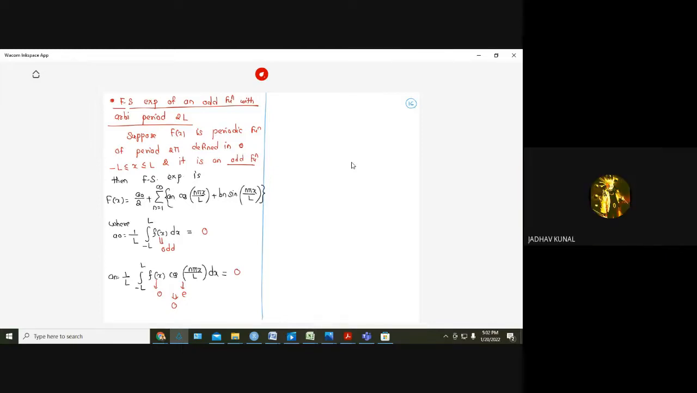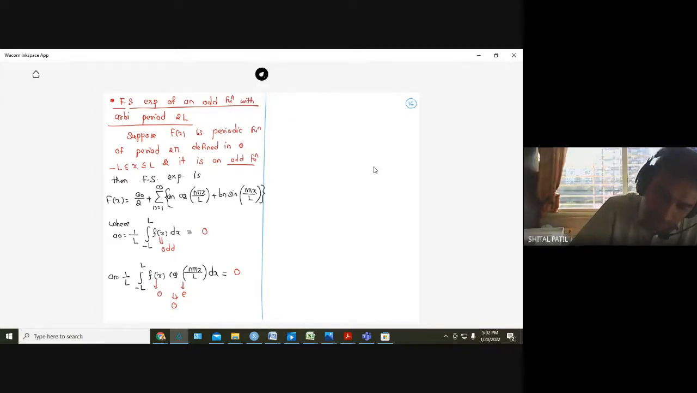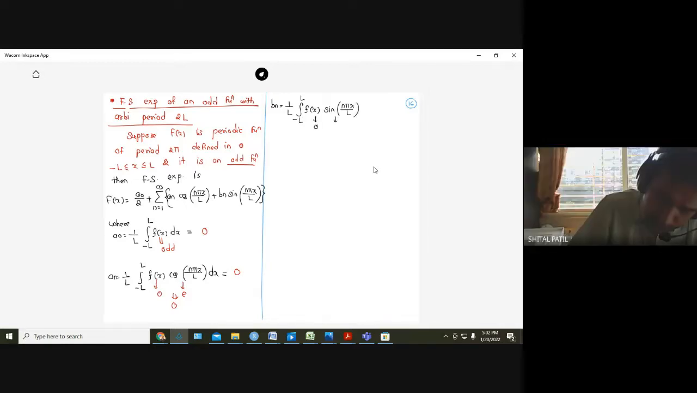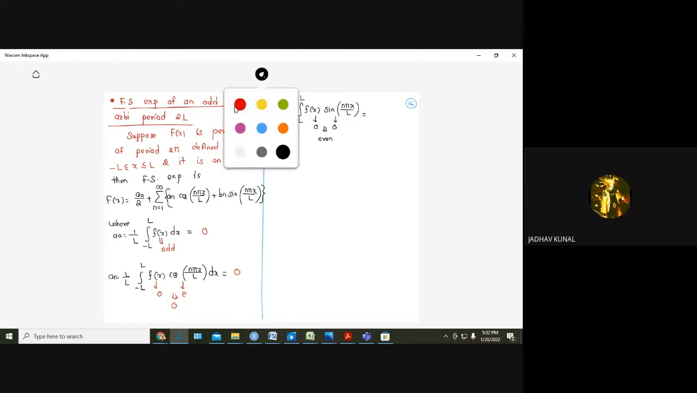So getting an odd function is very helpful, at least in the exam, since we don't have to find a naught and an. Okay, let's see what about the bn. If that is also 0, then we don't have to do anything in the exam. Even function. Yes sir, even function. This f is odd, this sine is also odd, their multiplication will be even, and therefore the answer will be 2 by L, integral 0 to L.